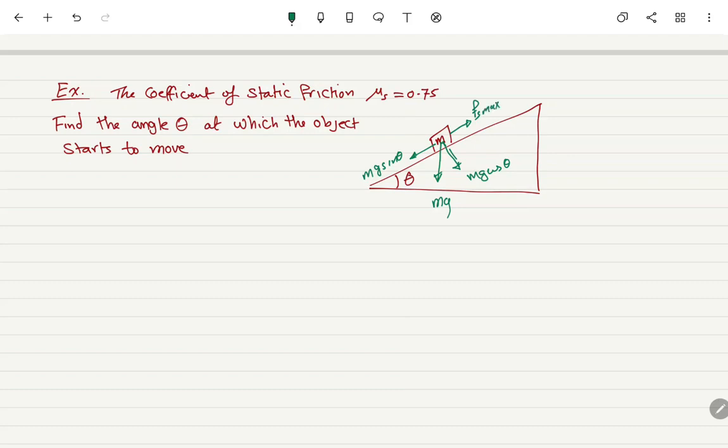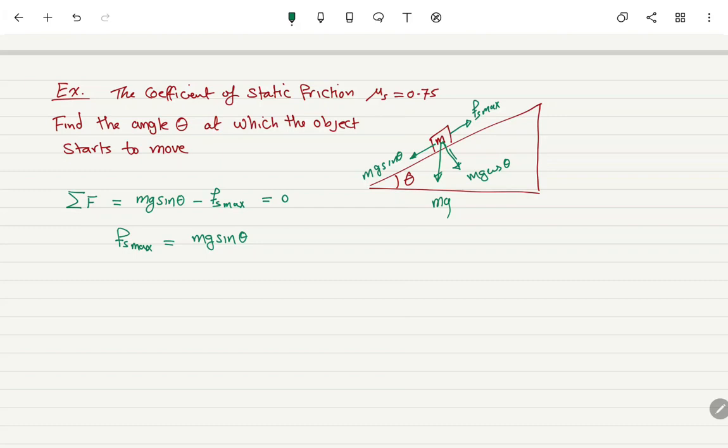Why is it max? Because we are looking for the maximum angle, the critical angle, and after that angle, the object will start to move. The sum of all forces is equal to mg sine theta minus Fs max. It's not moving, it's about to move, so it's equal to 0. So Fs max is equal to mg sine theta, and theta is still missing here.